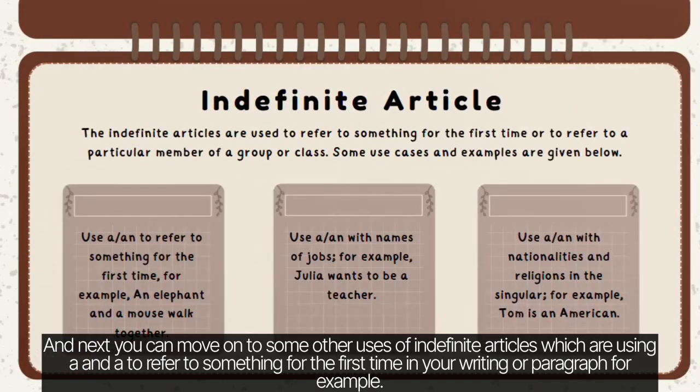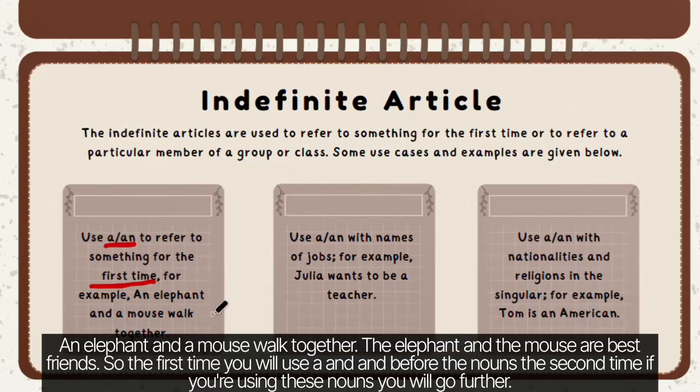And next, you can move on to some other uses of indefinite articles, which are use a and an to refer to something for the first time in your writing or paragraph. For example, an elephant and a mouse walk together. The elephant and the mouse are best friends. So the first time you will use a and an before the nouns. The second time, if you're using these nouns, you will go for the.